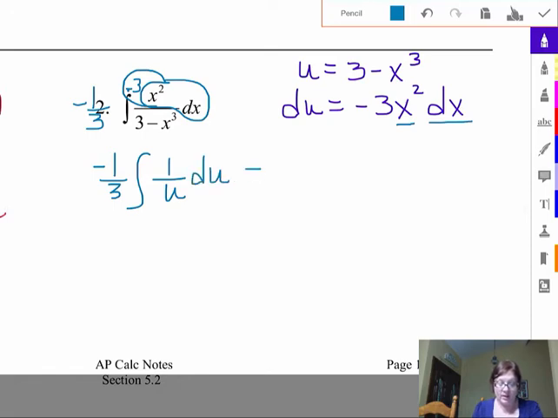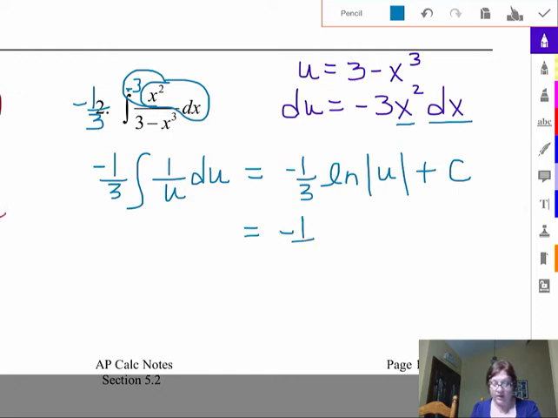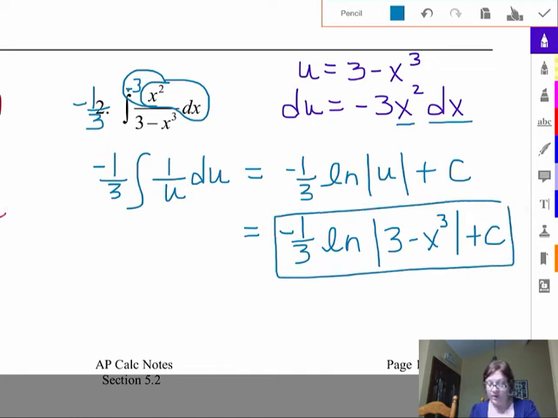And so when I take the antiderivative, I get natural log of absolute value of u. Remember, we have to absolute value it because you can't take a logarithm of negative numbers. So I always have to make sure I absolute value them. And then substituting back in, that'll be 3 minus x cubed plus c. Awesome.